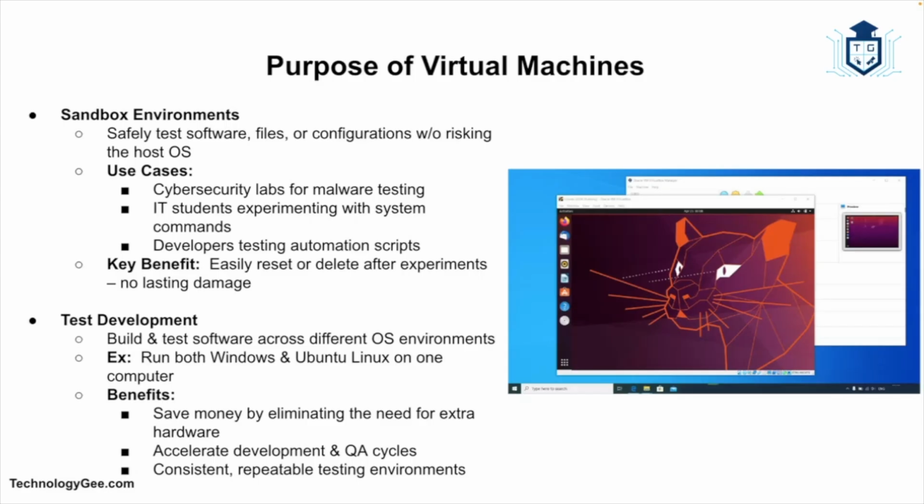And then we have what is called test development. So developers, they love virtual machines because they can build and test software in different environments without buying more hardware. So let's say that you're coding an app for both Windows 10 and Linux Ubuntu. Well, instead of buying two different computers, you just spin up two different VMs on one machine and test your code in both environments. And what happens is this is going to save time, it's going to save money, and it's going to streamline the development process.